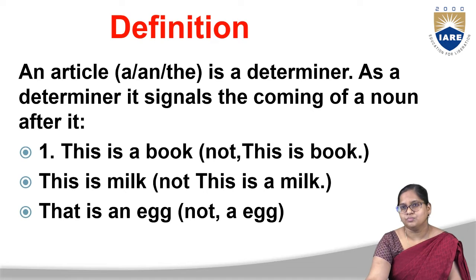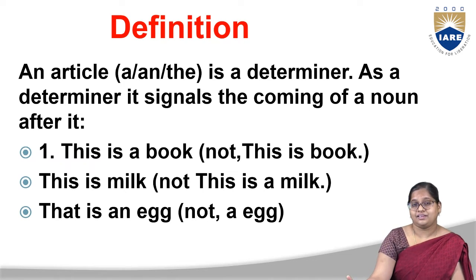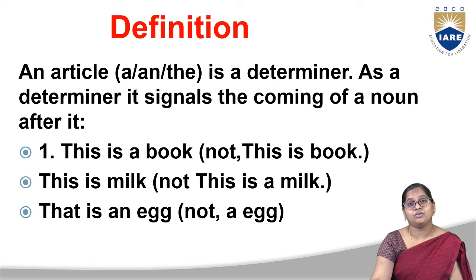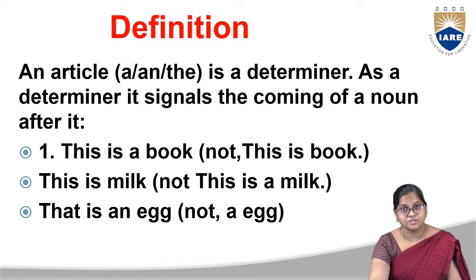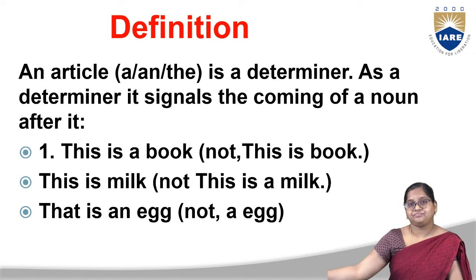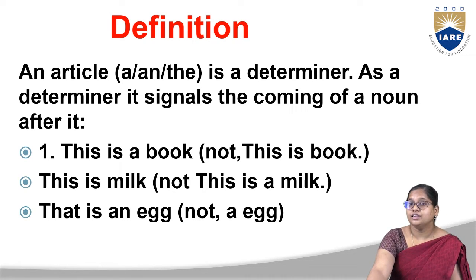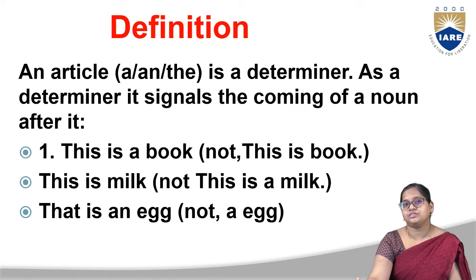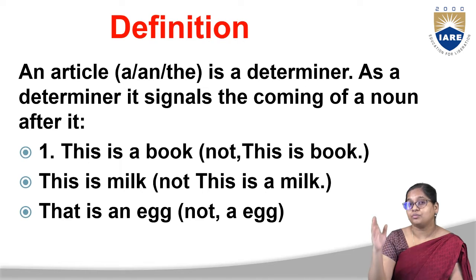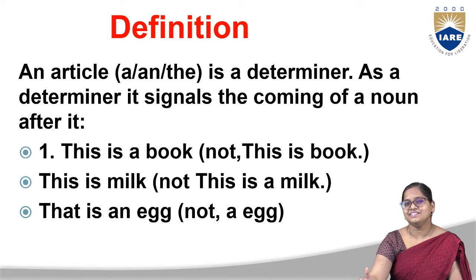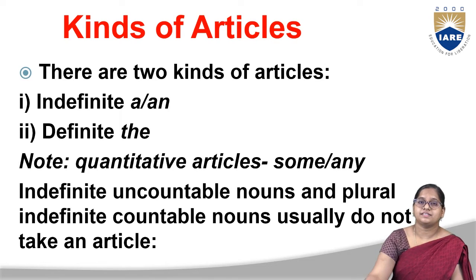You say this is milk. Next, that's an egg. So you can count it, and it is indefinite. You're not specifying. So that's an egg. Right? So a, an and the. These three are articles. A and an are indefinite. That is, you are not specifying. They're not particular. But whereas with the definite article, you are being particular. So that is the something.